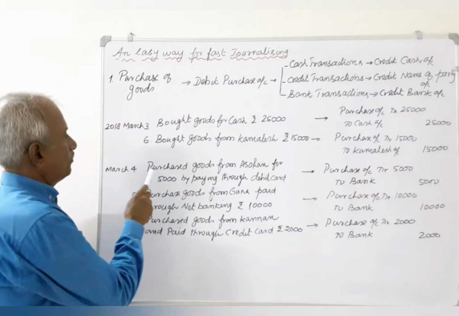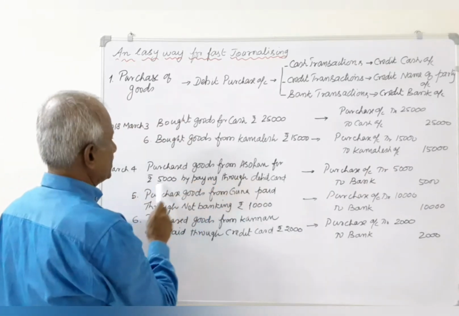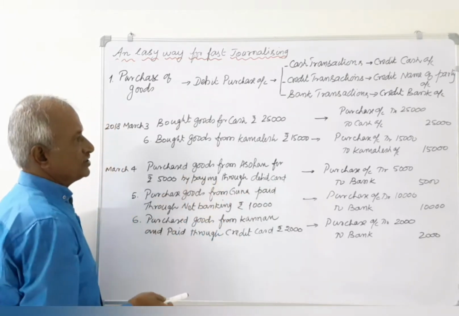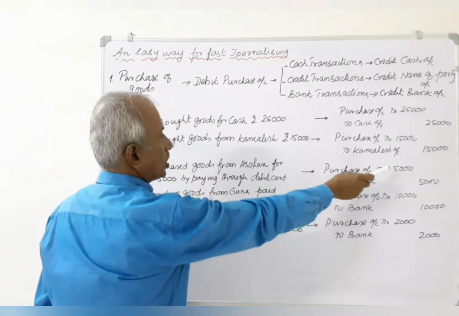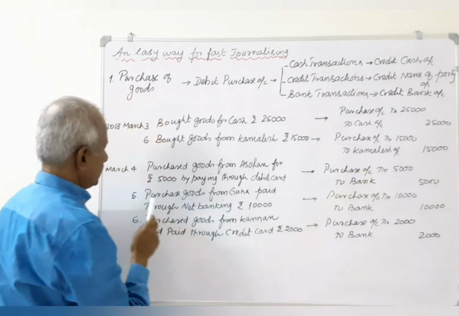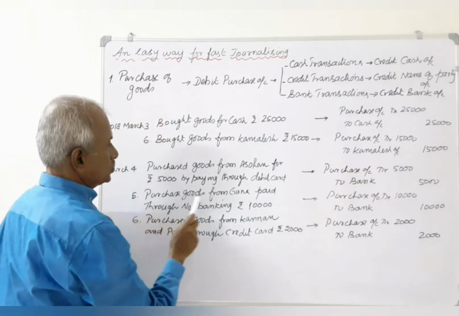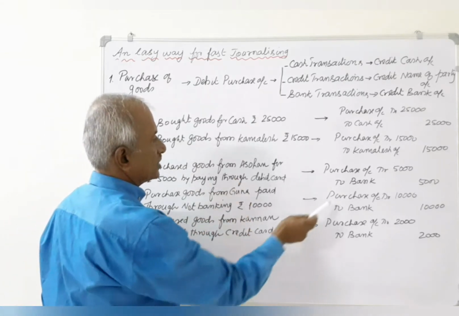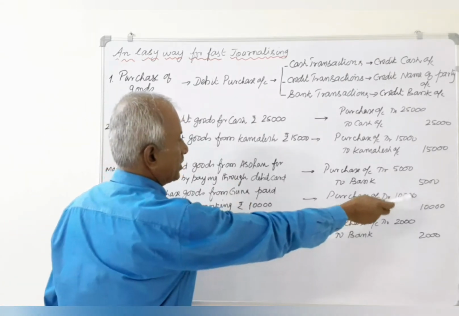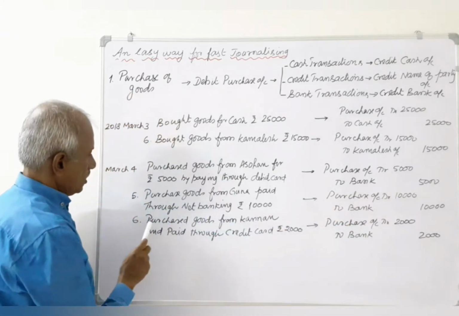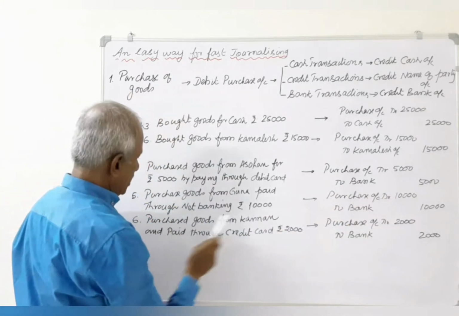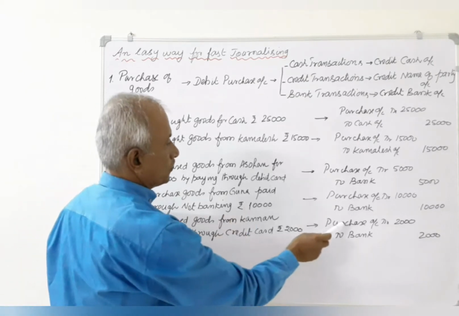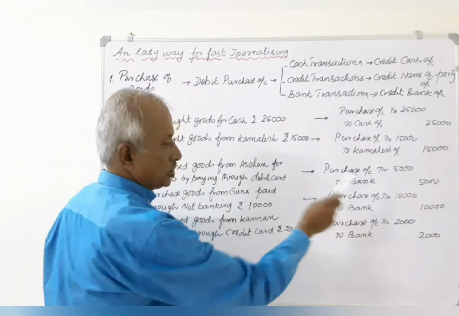March 4th, purchase goods from Ashokan for 5,000 by paying through debit card. Now this is a bank transaction, so purchase account debtor to bank 5,000, 5,000. 5th, purchased goods from Guna, paid through net banking. Again it is a bank transaction, so purchase account debtor to bank 10,000, 10,000. Purchased goods from Kannan and paid through credit card. It's a bank transaction, so purchase account debtor to bank 2,000, 2,000.